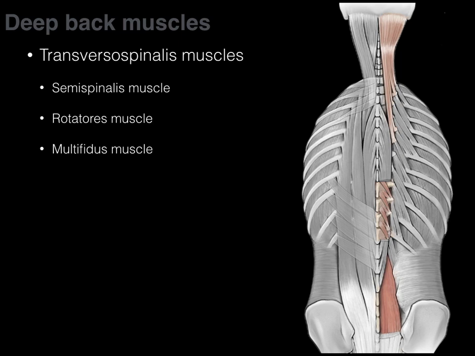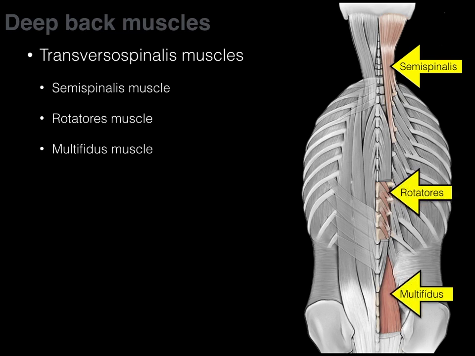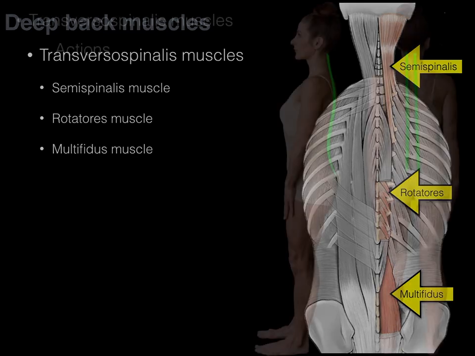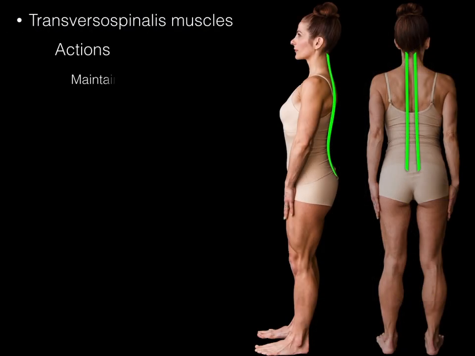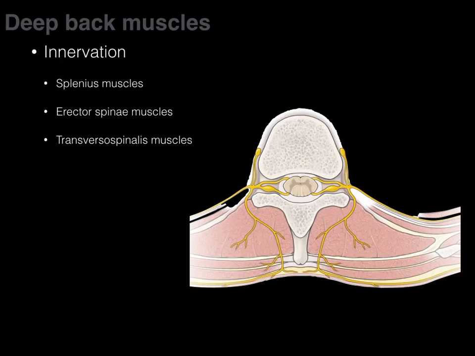Now, individually, that's the collective term. Individually, transversospinalis includes semispinalis, rotatores, and multifidus, those three muscles. And what are the actions of these muscles? They maintain posture. They have a little bit of rotation, but most of the rotation of the vertebral column is through your anterior abdominal wall muscles like external oblique and such. So transversospinalis are good for posture.